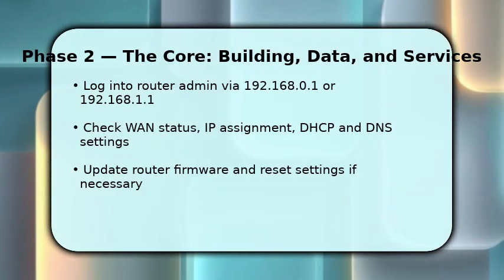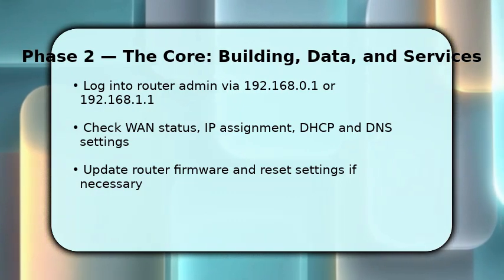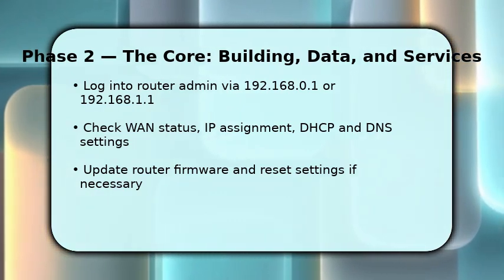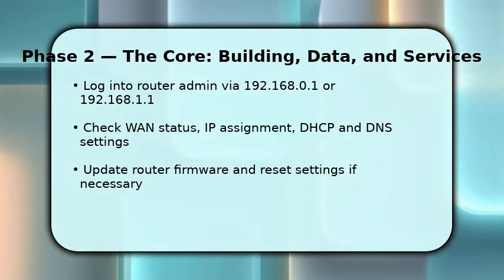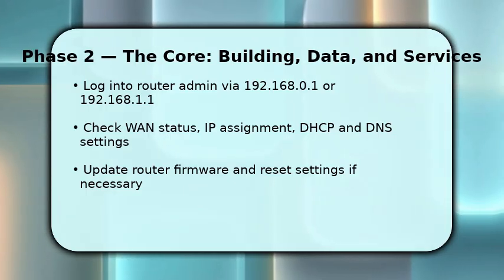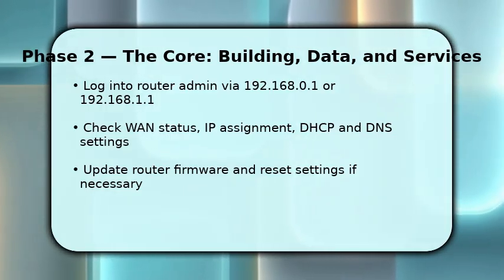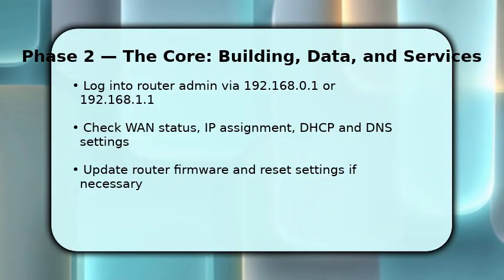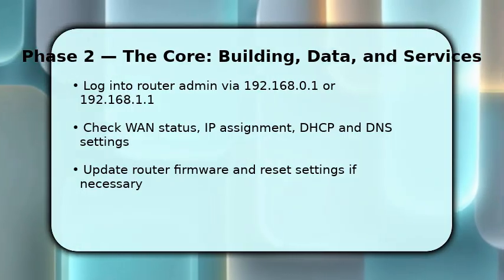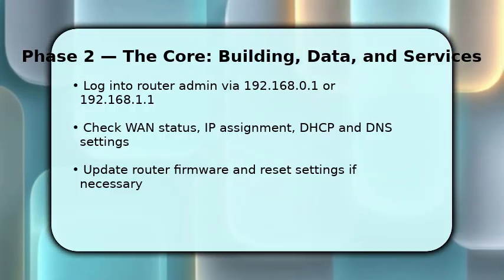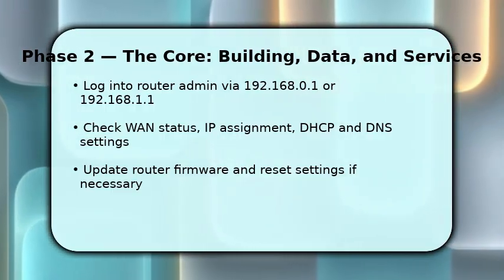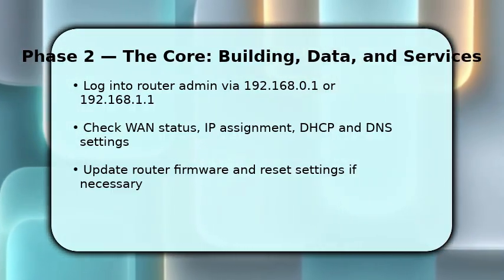Now you dive into configuration to find persistent issues. Log into the router admin at 192.168.0.1 or 192.168.1.1. Using credentials, look at WAN status and verify the router has a public or ISP-assigned IP. If no IP appears, toggle DHCP on the WAN or clone your PC's MAC address.